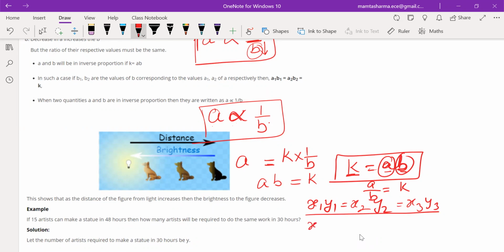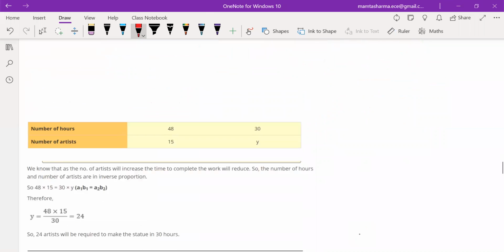In direct proportion, you did x1 by y1, x2 by y2, the ratios were constant. Here in the inverse proportion, their multiplication will remain constant. x1 y1 equal to x2 y2 equal to x3 y3. That's it. The pattern will be the same. You have to solve them by the same method. Instead of just taking the ratio, you now have to take the multiplication. You have to follow the multiplication of x1 y1. Clear? Let's see an example.